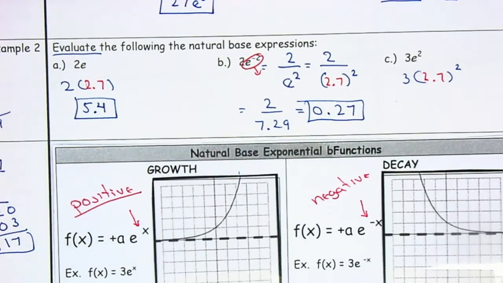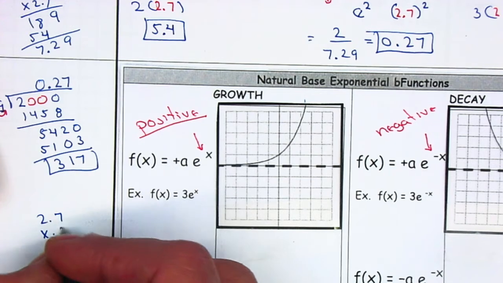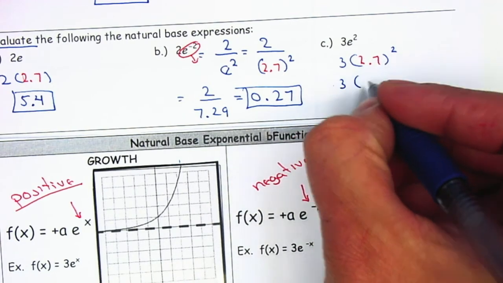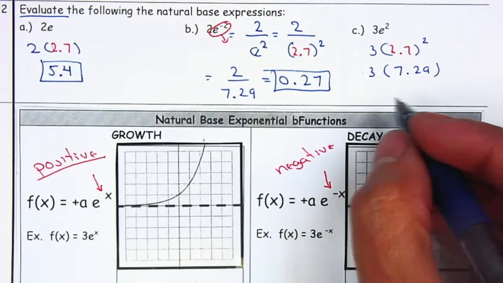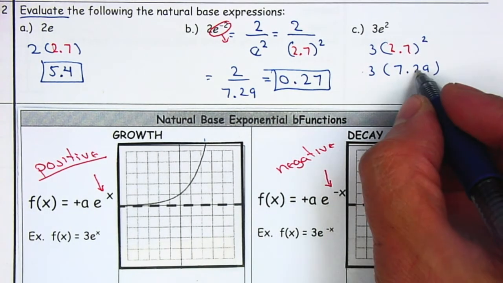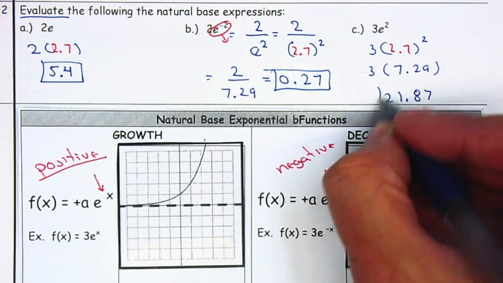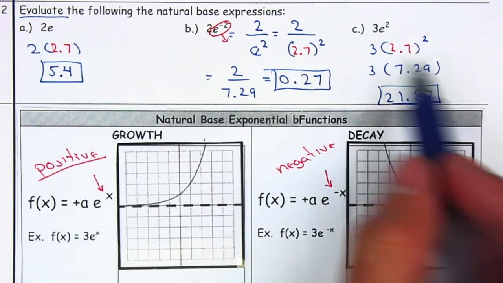2.7 squared, we're going to do on the left hand side. 2.7 times 2.7, it's actually right over here. That's 7.29. So 3 times 7.29, multiplied by 3. 3 times 9 is 27, carry 2. 6 and 2 is 8, and 21. Remember, evaluating, you must give me a whole number.